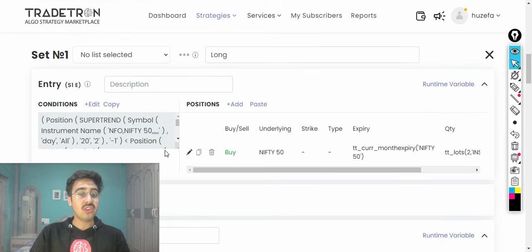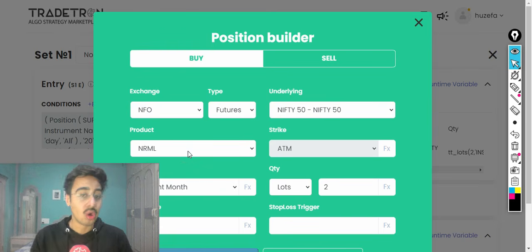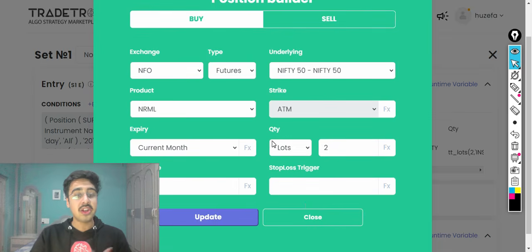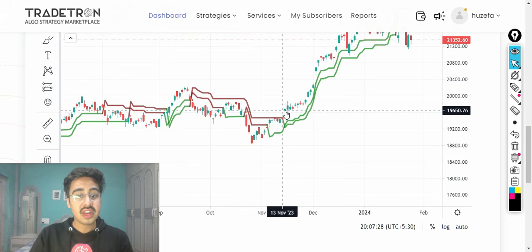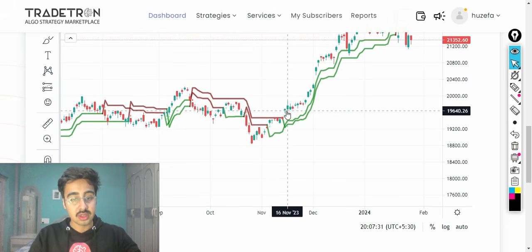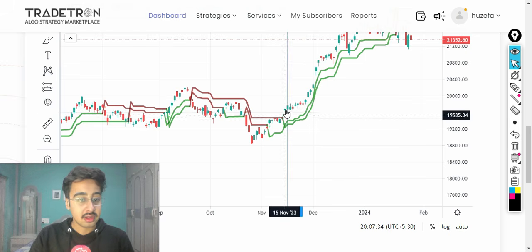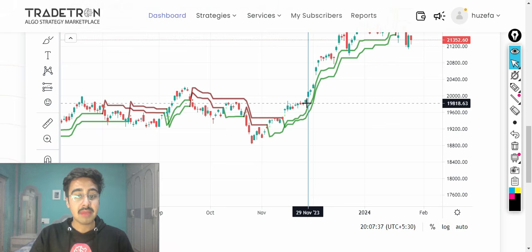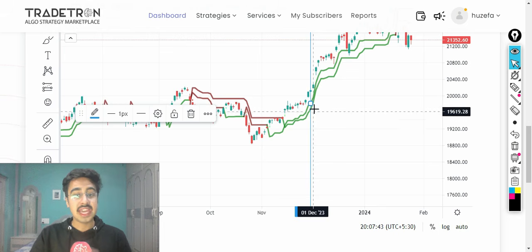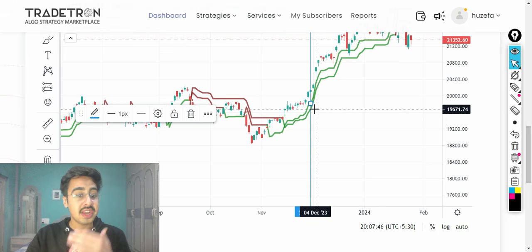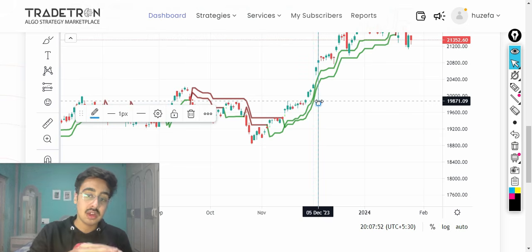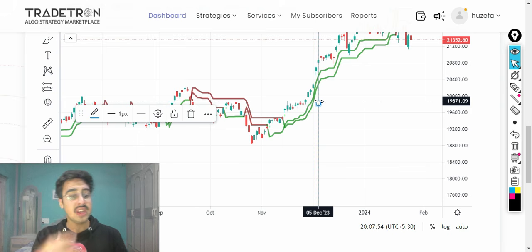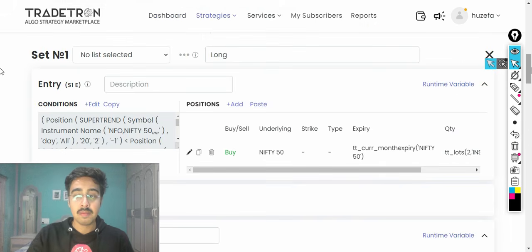Now, when this kind of situation happens, I'm going to go long. My long will be in two lots in the current month futures. So this will make sure that, if it's the November month and I've taken my trade, and after the November expiry I see that both the super trends are still concurrent and in the green color, in December it will close my November expiry futures trade and open a new futures trade in my December expiry. So this is the thought process.